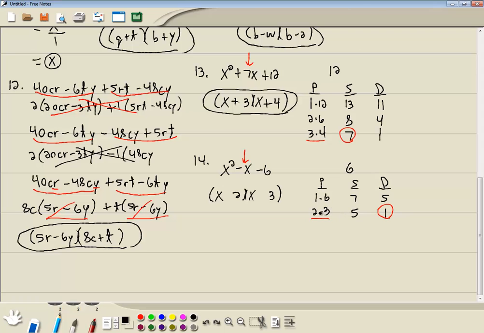The larger number that we're using, 2 and 3, so the larger one is the 3, will always be the same sign as the middle term, which is negative. The number I circled in the difference column, D for different signs, means one will be positive, one will be negative. If this is negative, then this has to be positive. And that's our answer.